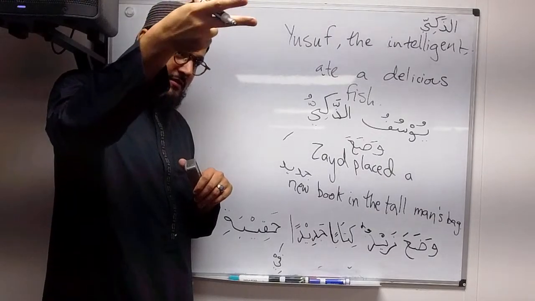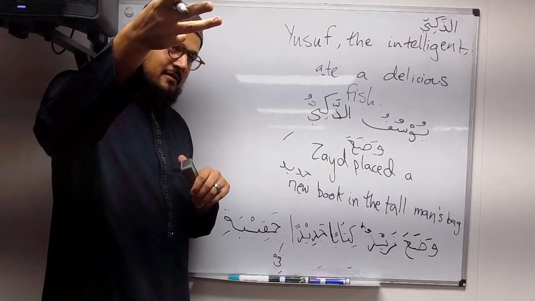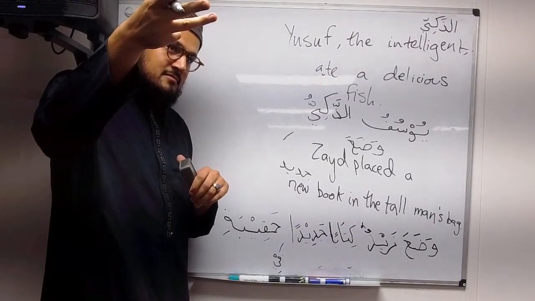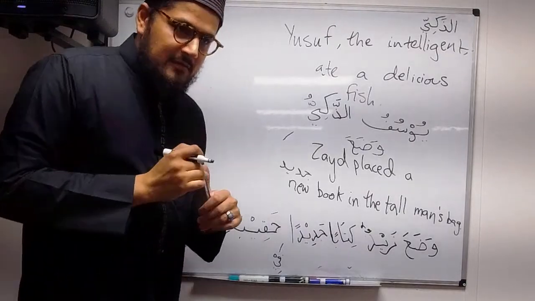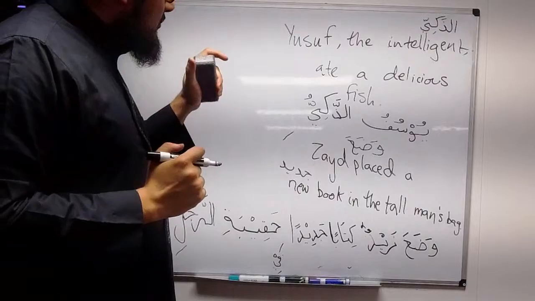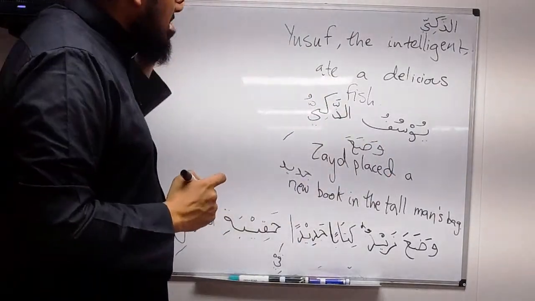They're both masculine. They're both singular. They're both definite. Good. He said ma'arifa. It's because Yusuf is ma'ruf, it's known. Yeah, definite. And the reason is because Yusuf is already definite. So we'll say Yusufu al-dhakiyu.